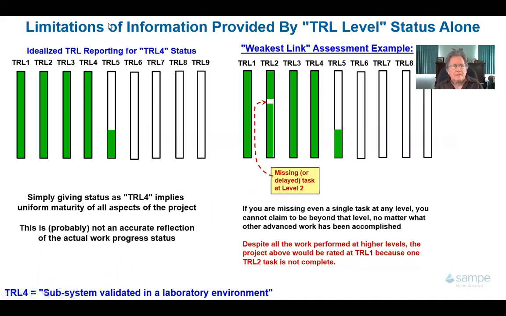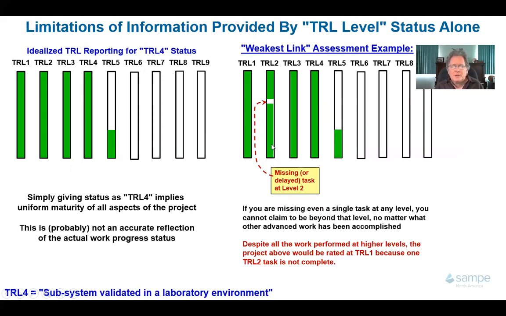On the left half of the slide, this is your idealized world where I had a project and I worked all the tasks of level 1, then level 2, then level 3, then level 4, and I'm working through level 5. And so I could report this to the senior manager as I am at TRL 4 and it's all good. Everything's perfect, okay? But in this slightly more realistic example on the right, I worked through everything on level 1.